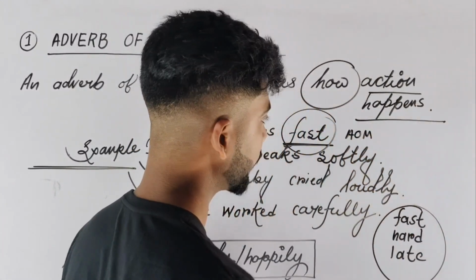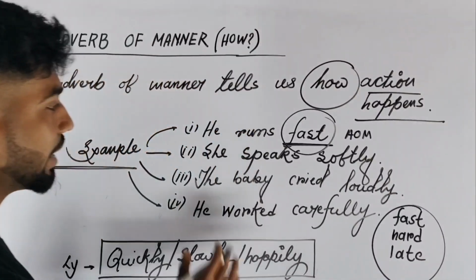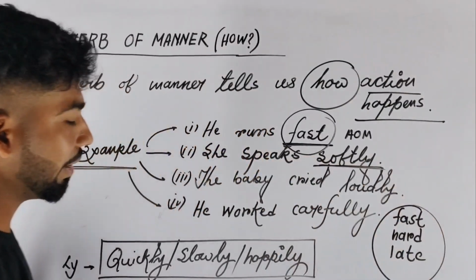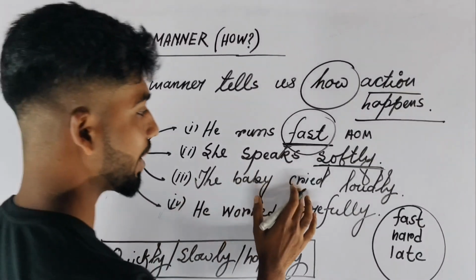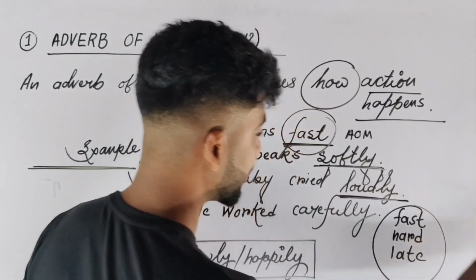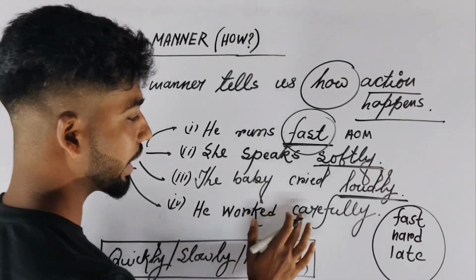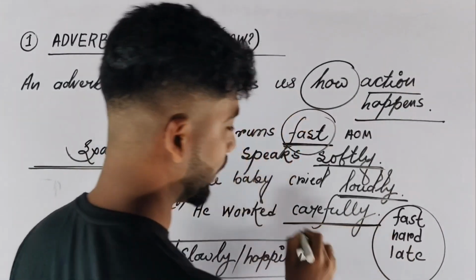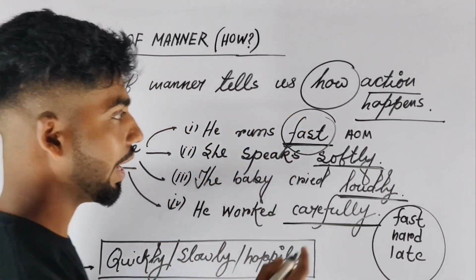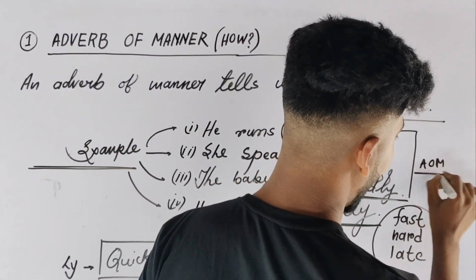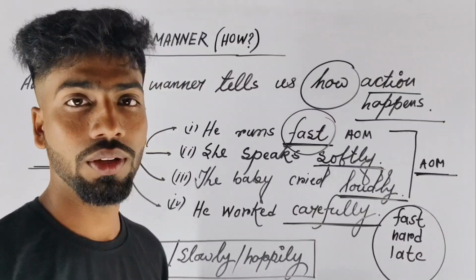Next, she speaks softly. Here, softly. Next, the baby cried loudly. Here, loudly. And last one, he walked carefully. Here, carefully. These words are called adverbs of manner.